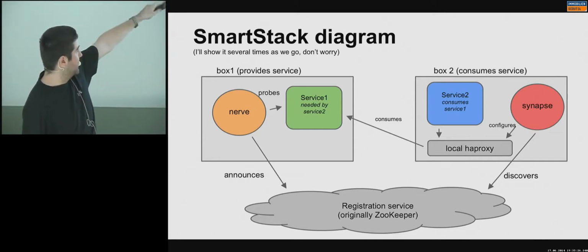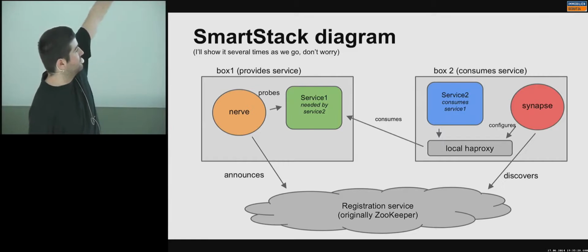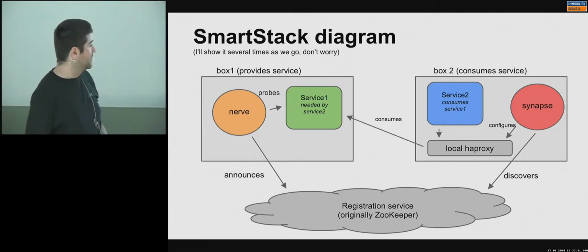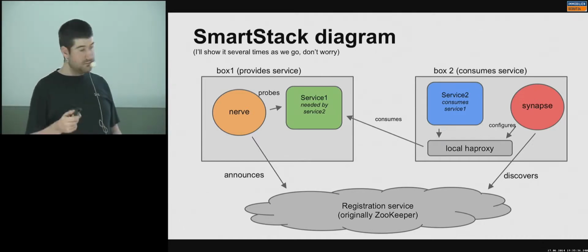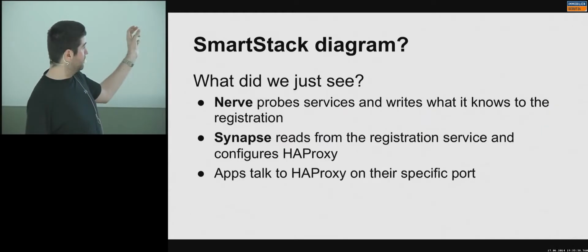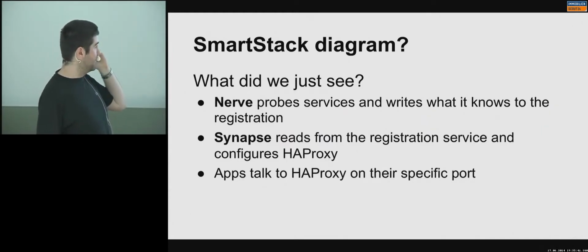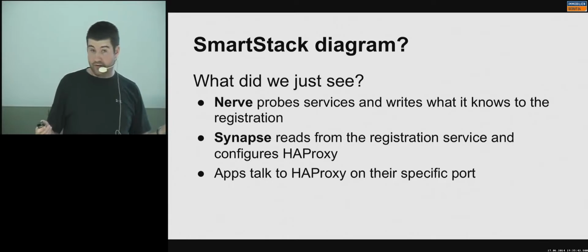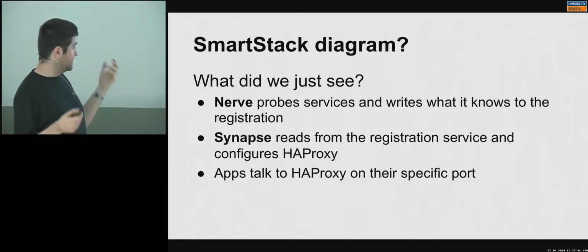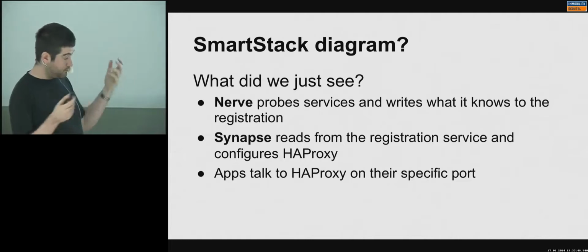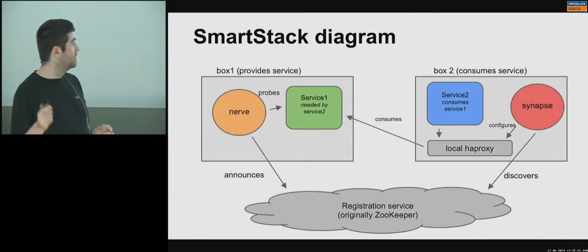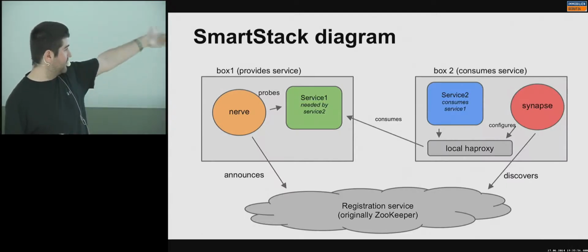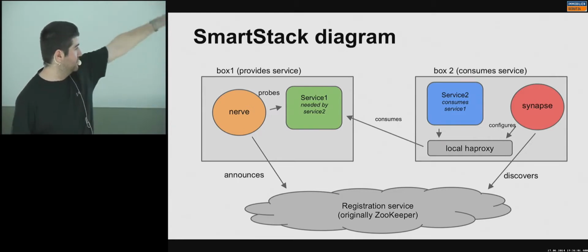And if anything goes down, imagine box 1, there are like dozens of them and maybe dozens on the other side. And it all reconfigures itself on its own. So yeah, Nerve, the hard part is really to remember the names. Nerve probes the services. And Synapse actually reads from the registration and configures HAProxy. And the apps just talk to HAProxy. So back to the diagram, second time. So Nerve probes, Synapse discovers, and it goes through.